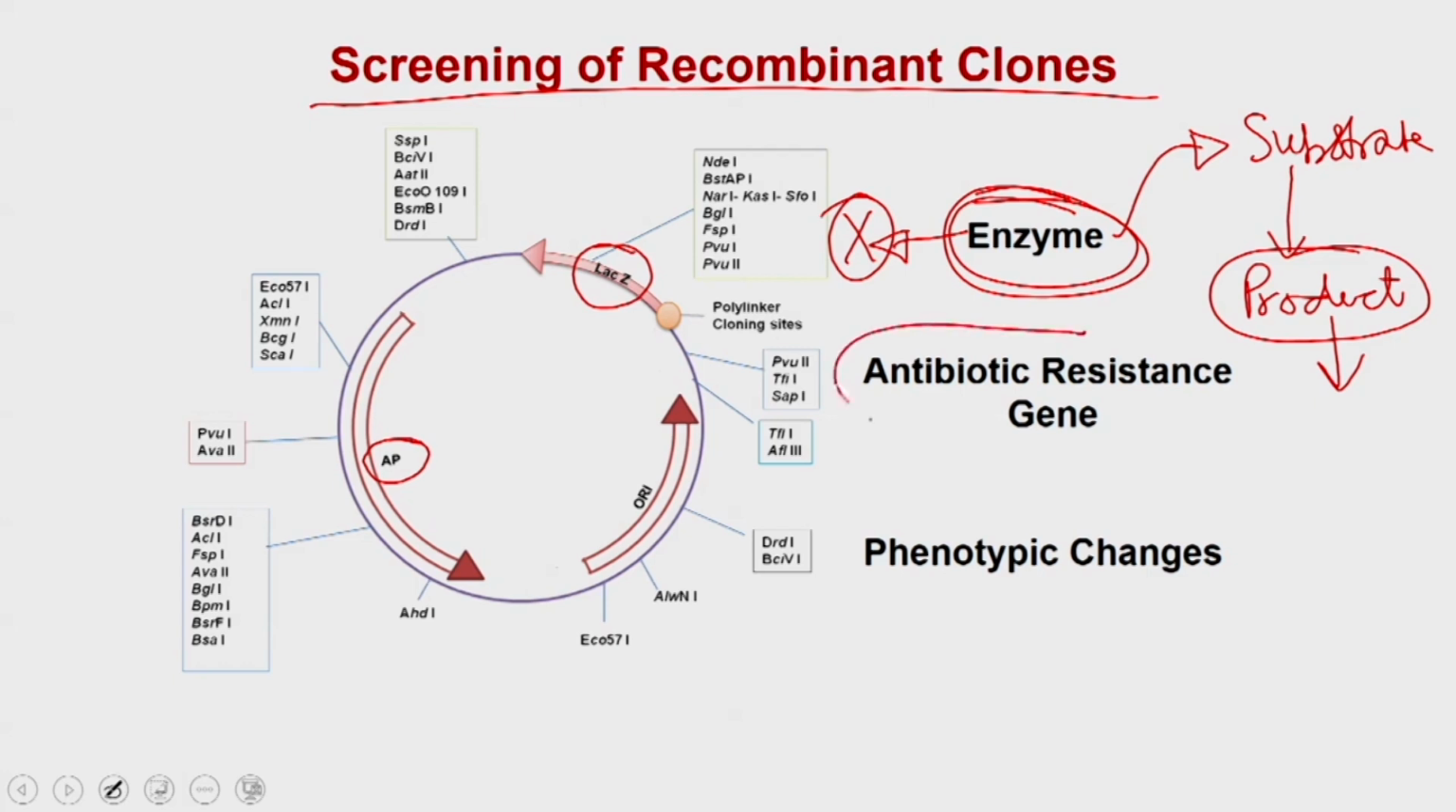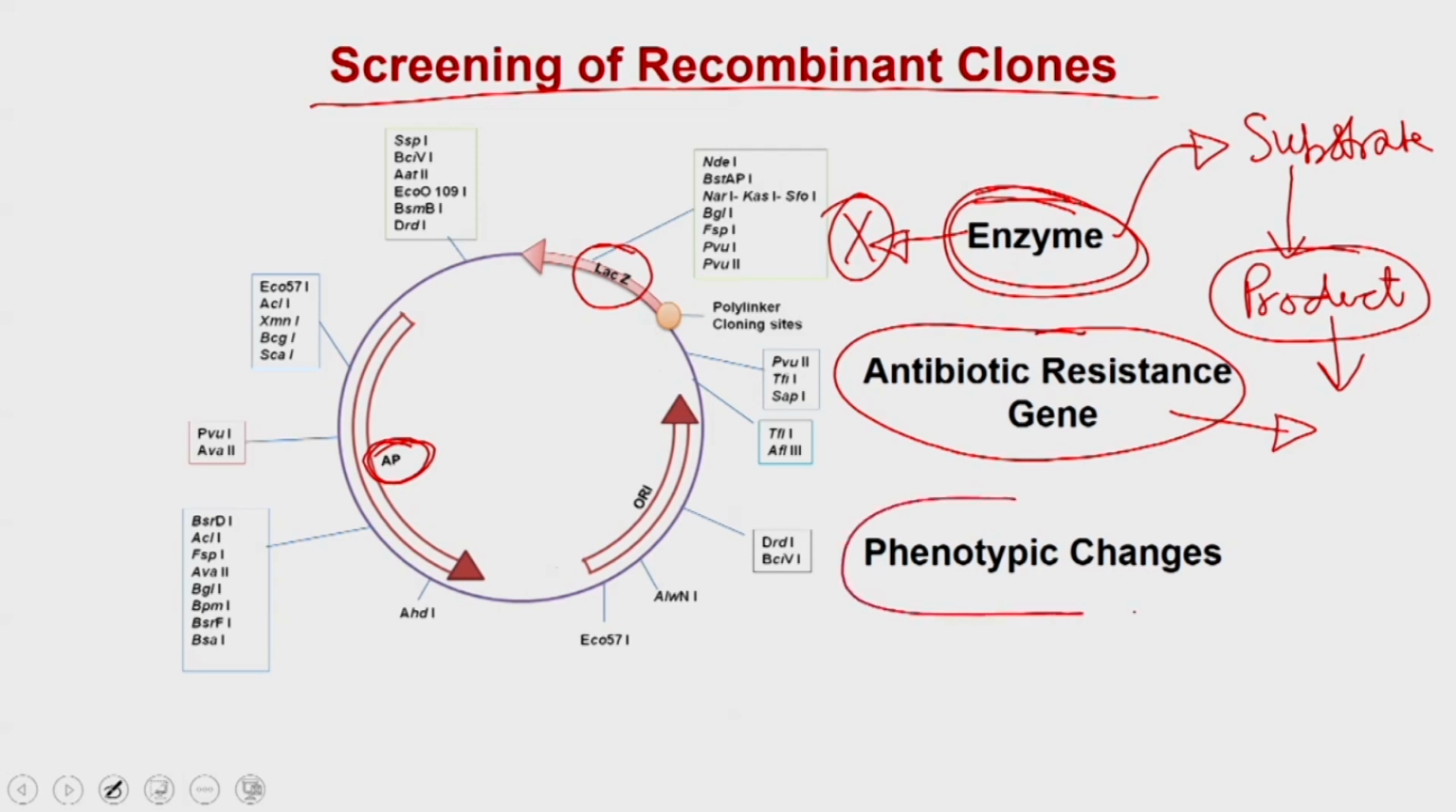Then you have the antibiotic resistance genes. For example, in the case of pUC19 you have the ampicillin resistance, so you can use this ampicillin resistance. If you have generated the recombinant DNA, it is going to have the ampicillin resistance, and that is why if you put these host cells onto ampicillin containing media, the cells which have taken up the plasmid will grow, whereas the other cells will not grow.